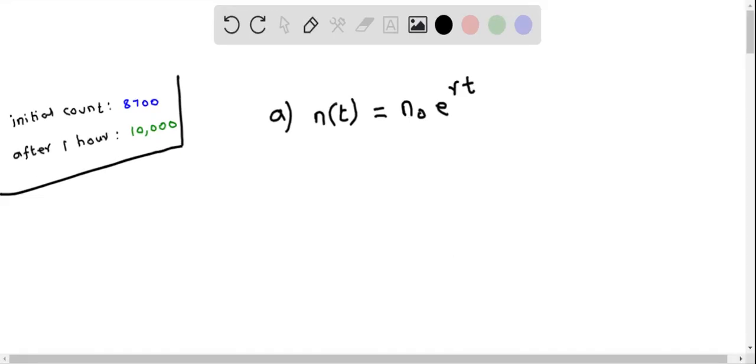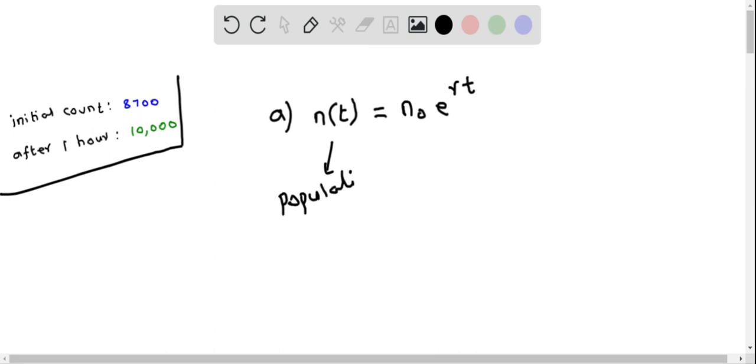Let's do part A. Here we write the population function n of t, which represents the number of bacteria after t hours. So we use this basic population model, that is n of t equals n of 0 e raised to the power of rt. And n of t represents the population after t hours.